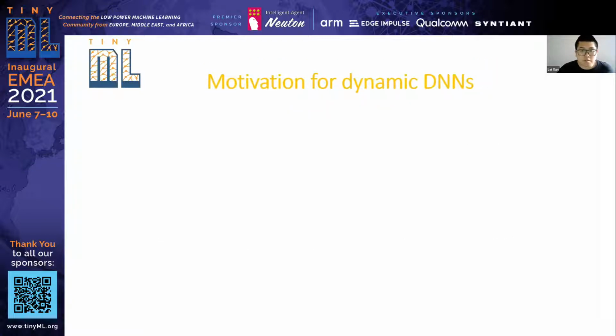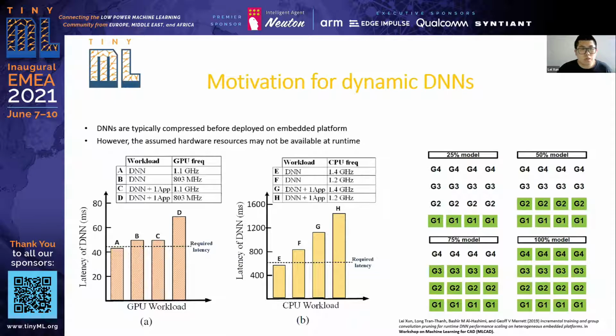So first, let me give you some background. Deep neural networks are typically compressed before deployment because they are very computationally intensive for embedded platforms. However, the hardware resources assumed at design time might not be available at runtime. Model compression is a trade-off between accuracy and latency, so we don't want to over-compress the model.